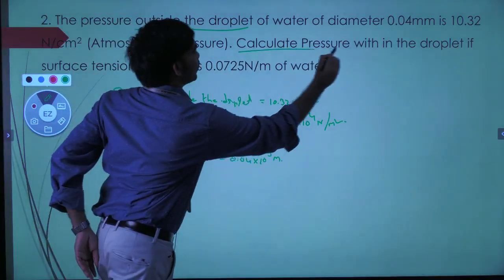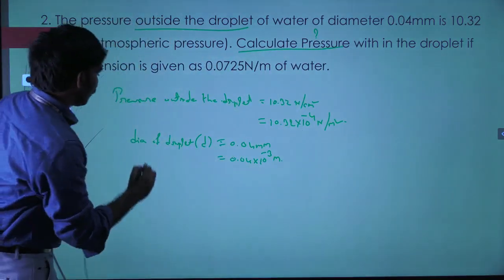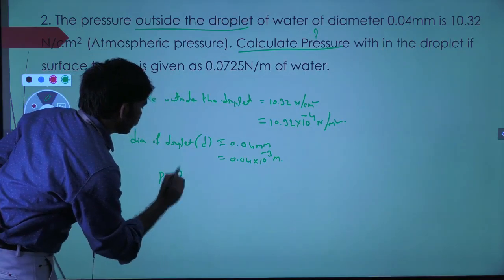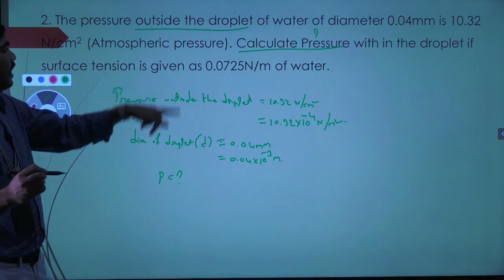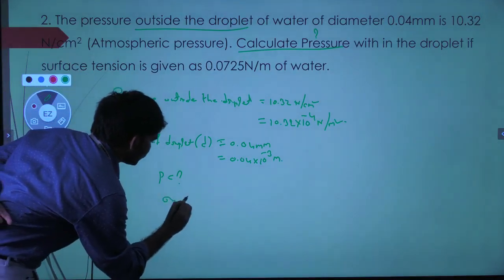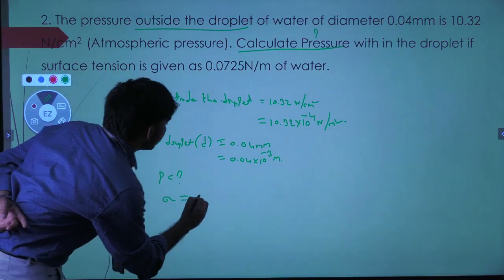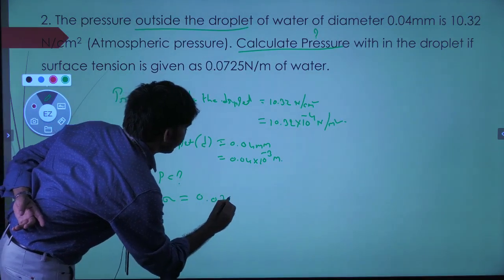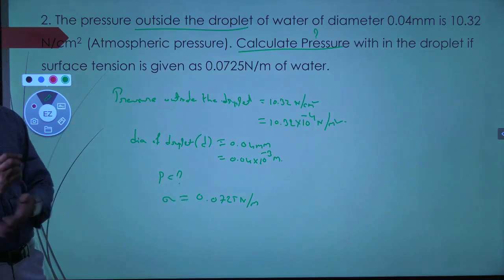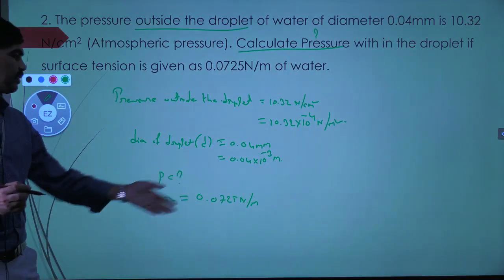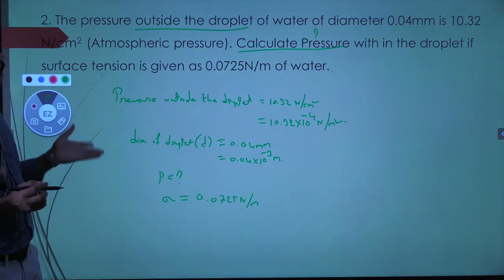So what is the unknown? It is pressure, right? So P you need to calculate within the droplet. The surface tension is given in the problem. How much is it? 0.0725 Newton per meter. We do not need to convert this surface tension because it is already in meters, right? So what is the formula?